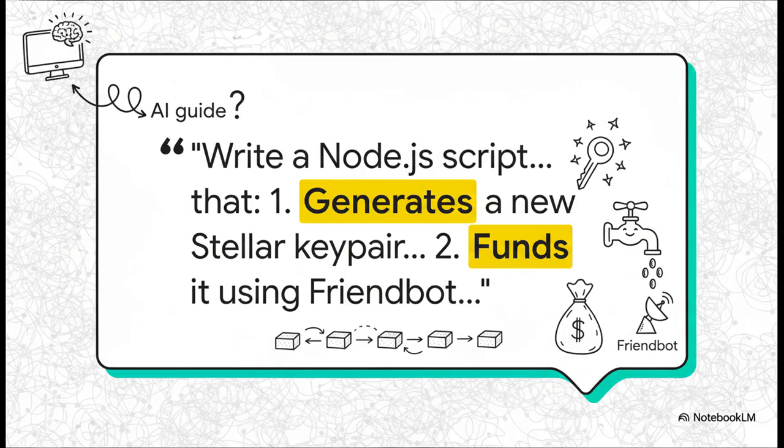This is vibe coding. Instead of spending hours digging through docs, we just ask. We literally give Claude this exact prompt. Look how simple it is. We're telling it to 1. Create a new key pair, 2. Fund it using FriendBot, which is just a cool tool that gives you free test money, and 3. Make sure it all works by checking the balance. It's just like talking to a super smart programmer who does exactly what you say.